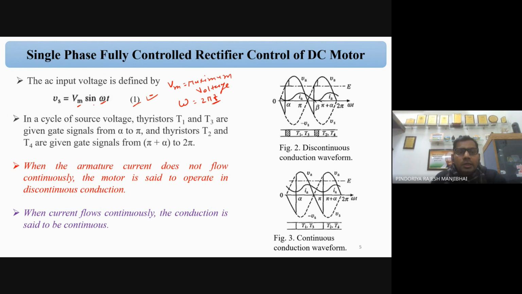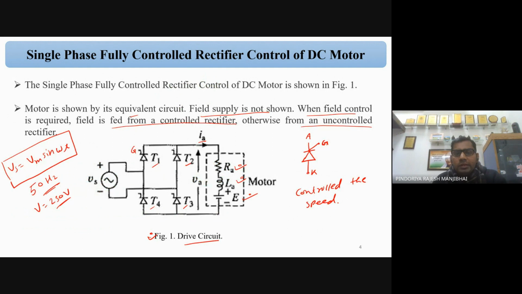In the positive half cycle of the source voltage, thyristors T1 and T3 are given the gate signal from alpha to pi. Now this is the main concept of how we operate the thyristors. We always operate one leg of thyristors, maybe the upper leg or the lower leg. This is the upper leg of thyristors, and this is the lower leg.